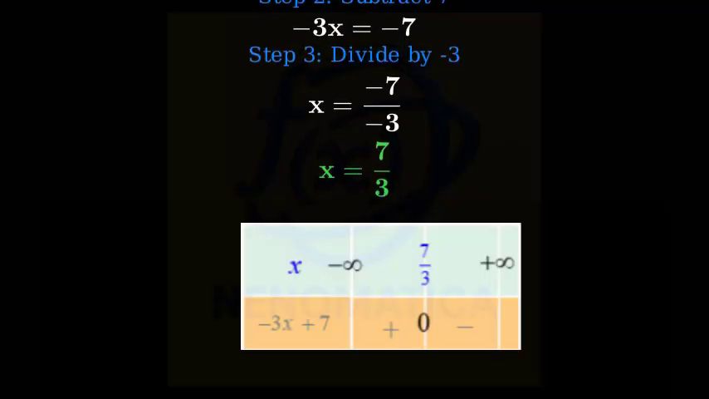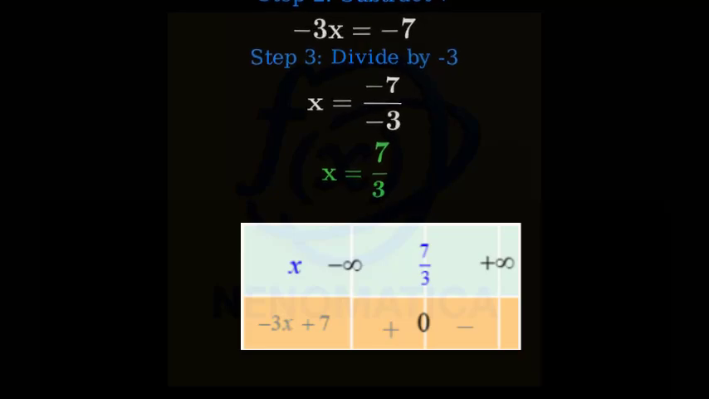Now let's build a sign chart for the expression negative 3x plus 7. The critical point is x equals 7/3 because that's where the expression equals 0. To the left of 7/3, pick a simple test value like x equals 0. Plugging in gives 7, which is positive. To the right of 7/3, pick x equals 3. Plugging in gives negative 2, which is negative. So the expression is positive to the left, 0 at 7/3, and negative to the right.